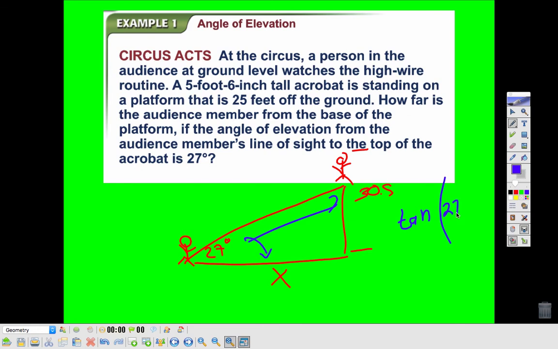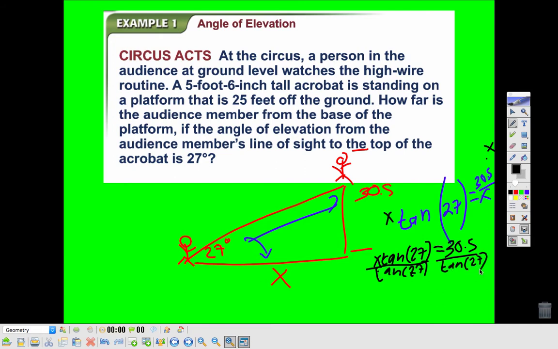Tangent of 27 equals opposite, which is 30.5 over x. Now, when x is on the bottom, what do I have to do? Multiply by x. So then we have x tangent of 27 equals 30.5. How am I going to solve for x? Divide by tangent of 27.